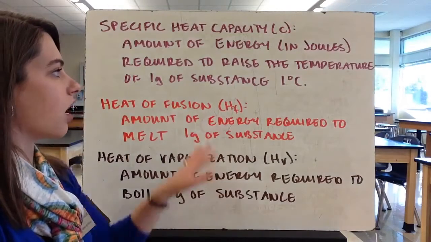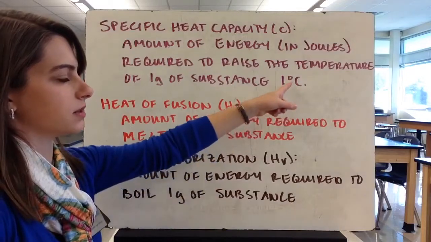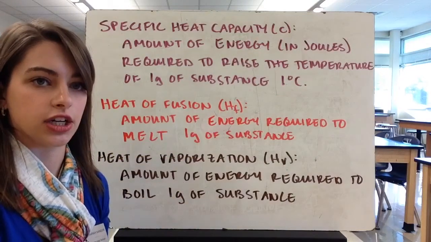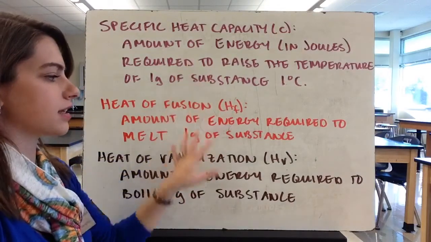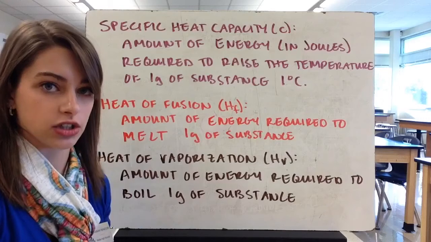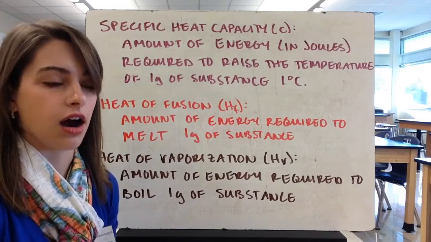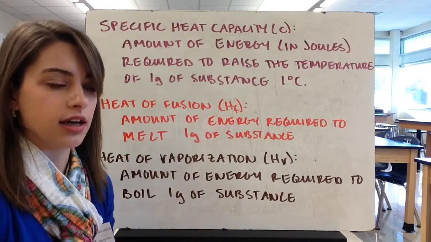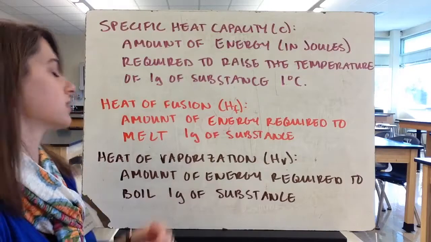So all of these are for 1 gram of a substance. For our specific heat capacity, since it's involving a change in temperature, it's changing it 1 degree Celsius. All of these constants refer to the amount of energy needed to make a certain change. So we're going to use them to help us calculate our energy that we need for more than 1 gram, or to change it more than 1 degree Celsius.